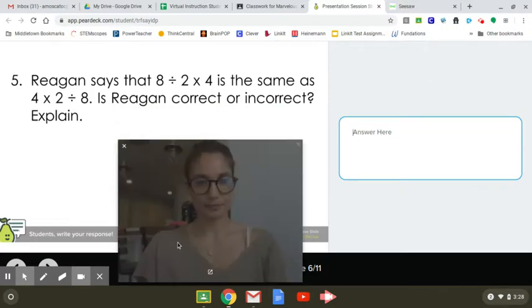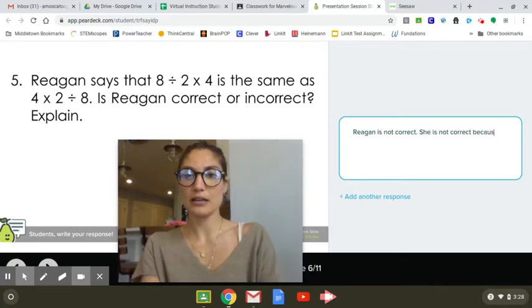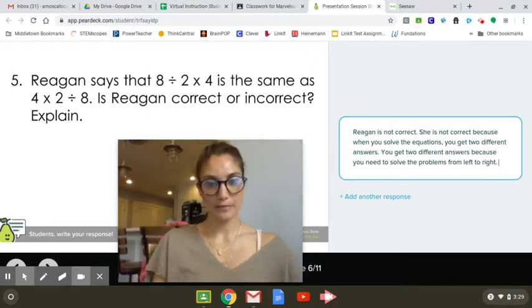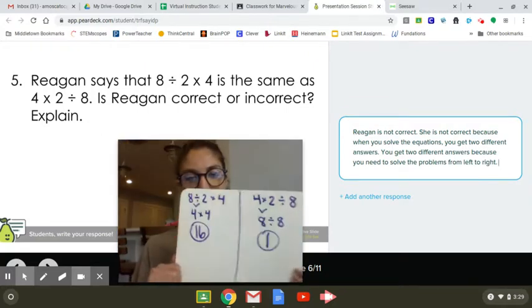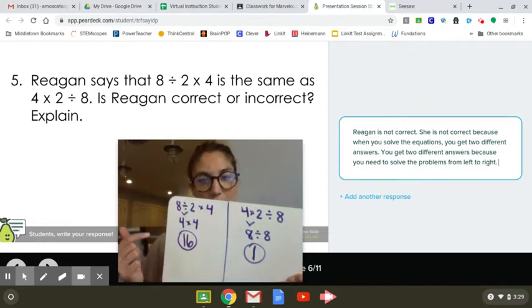So for this one, I could say, Reagan is not correct. She is not correct because when you solve the equations, you get 2 different answers. You get 2 different answers because you need to solve the problems from left to right. Okay? Does that make sense? Remember, when multiplication and division are in the same problem, you just do left to right.